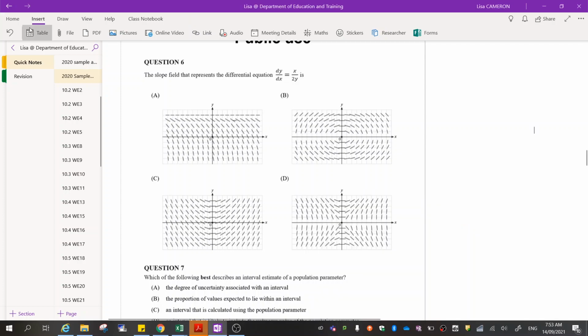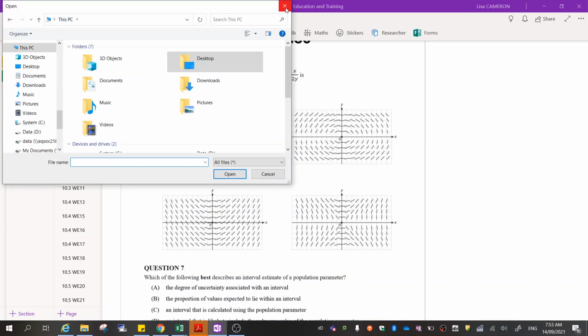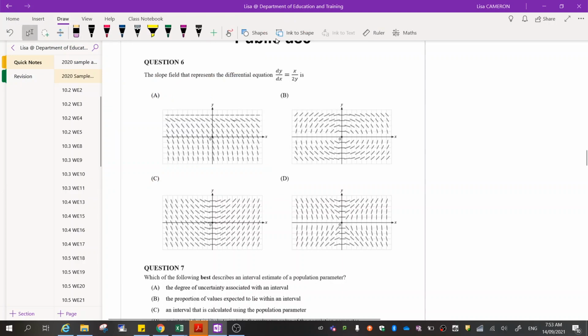Okay, so slope fields that represent the differential equation. This one, oh no, pressed all the buttons. Okay, so what we're really going to look for first is some telltale signs.